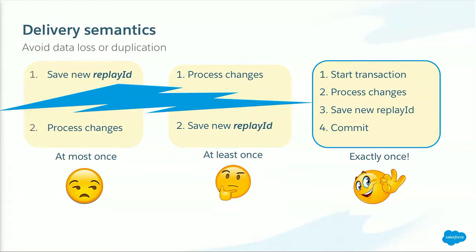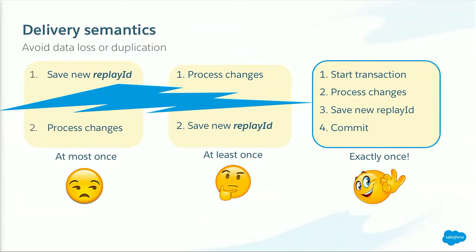Fortunately, we're on Heroku, we're in Postgres, and it's a transactional database. I really took advantage of that in my demo. I put the replay ID into a table in the database. I put it within the same transaction as the changes that result from my processing of the change. So what happens is we open a transaction, we process our event, we update the replay ID, and we commit the transaction. So it either goes in together or doesn't go in at all.